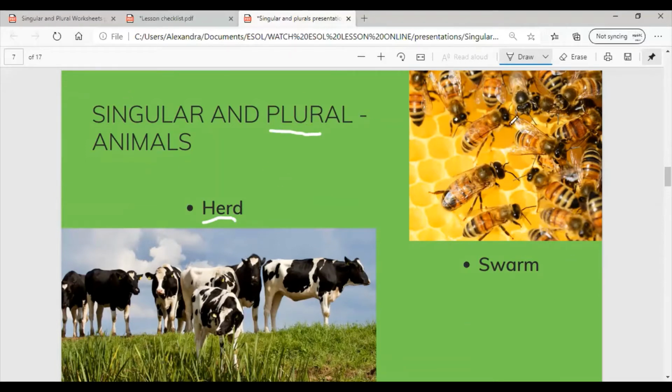herd of cows. And same with bees or insects, they would be a bee or an insect if it was singular, but if there was a group of them, they would be known as a swarm. There's lots of different types of these. I just think through use and through practice, you're going to get to recognise the different types of groups that are words for animals.